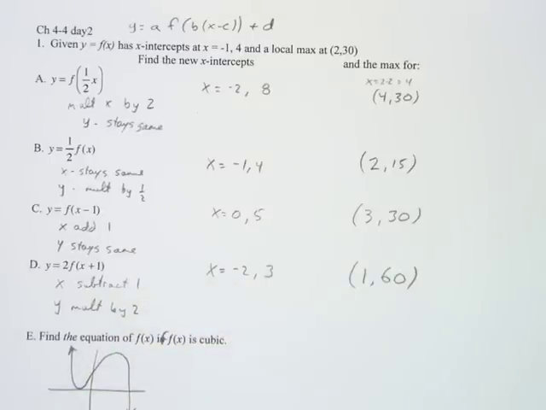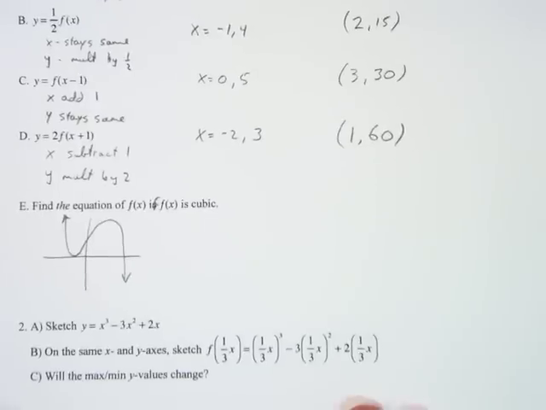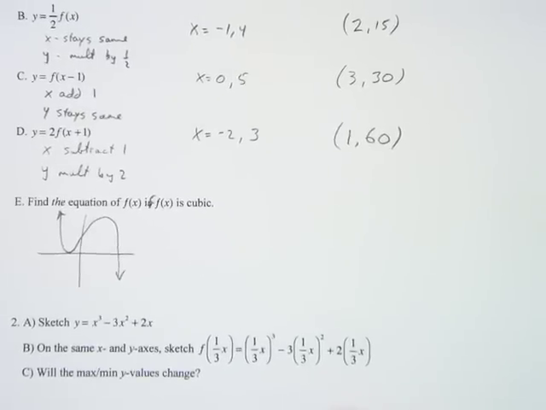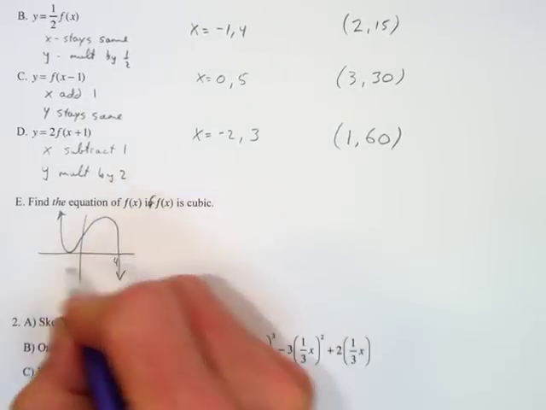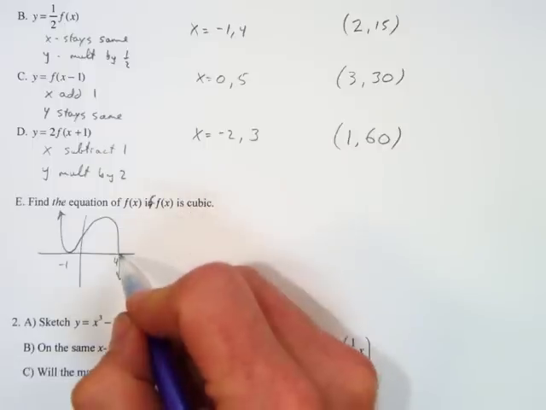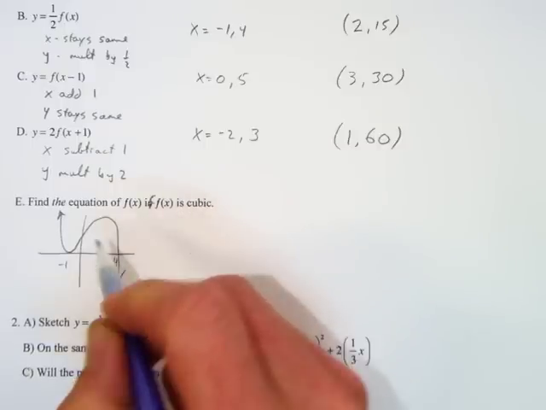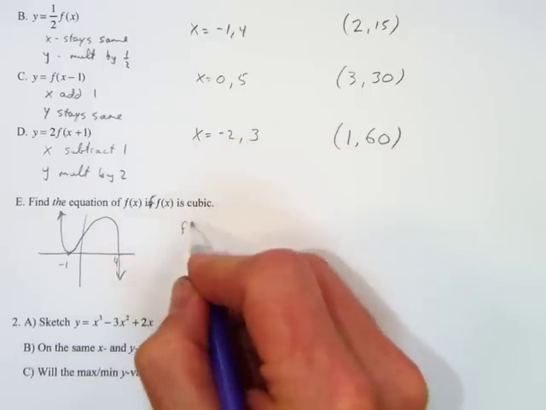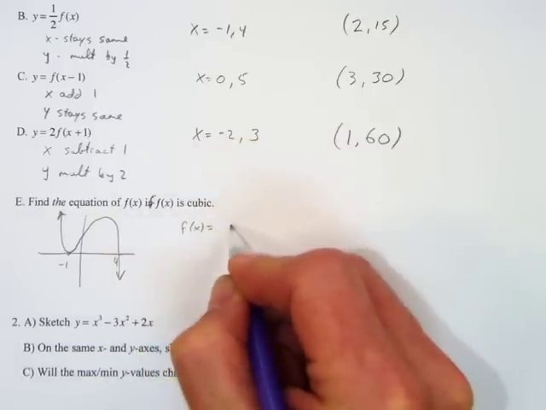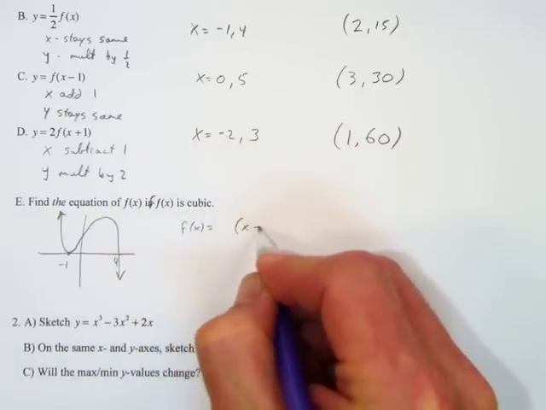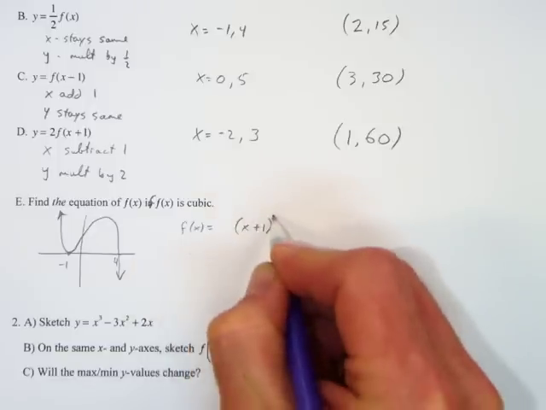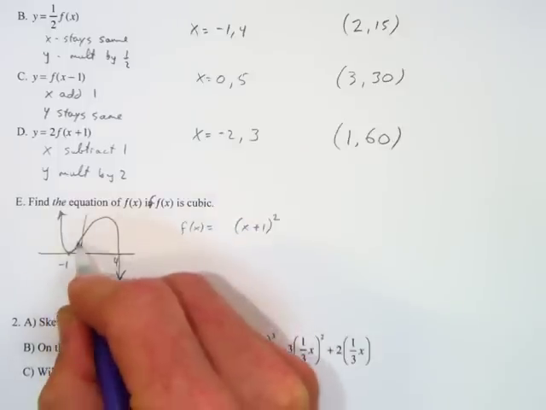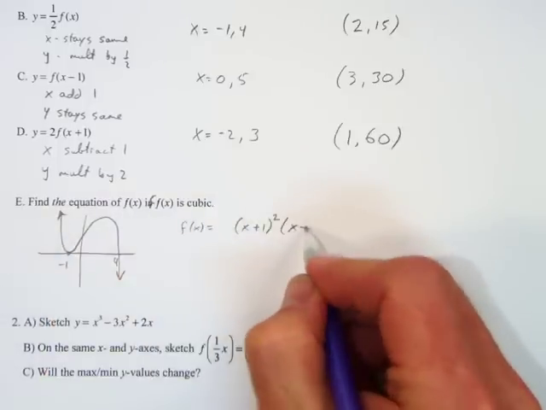So this recalls what we did back in chapter 2 with writing equations for polynomials. Here would be 4. What do we know? This shows we have a single root at 4 and we have a double root at -1. So that'll say f of x equals x plus 1, remember it's x minus -1, quantity squared since it's a double root, times x minus 4.